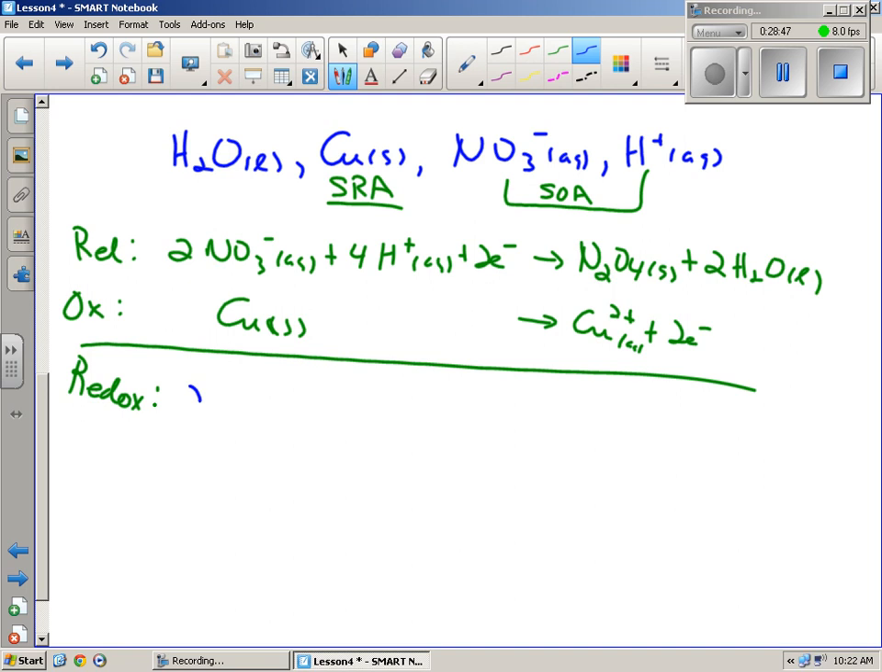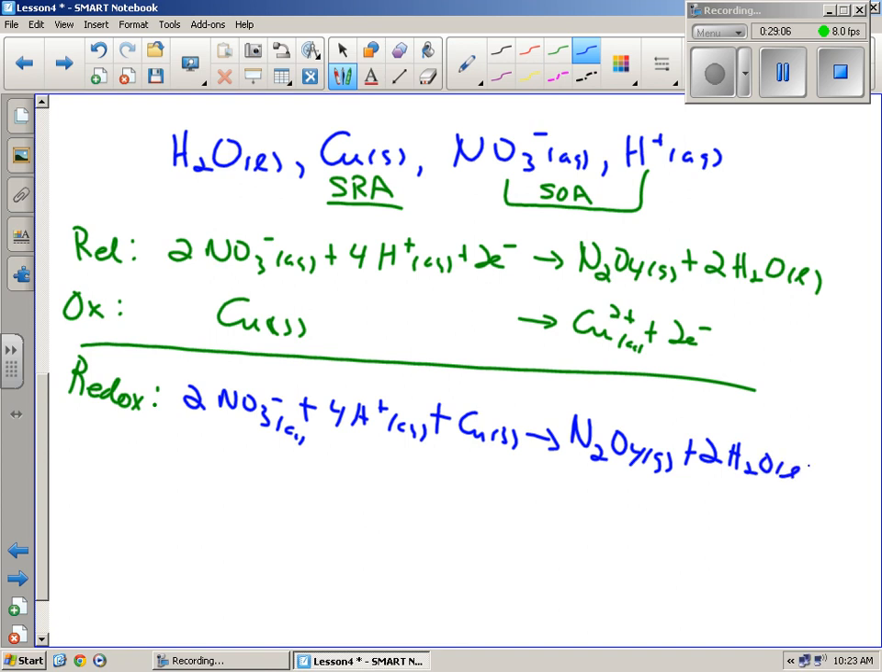2 NO3 minuses. By the way, 2 electrons, golden, right? Aqueous. 4 H pluses. Don't forget to balance the electrons, because that's what you're going to have to do today on most questions probably. N2O4 gas and 2 H2O liquids and copper 2 plus aqueous. Basically just write down what you have. Spontaneous or non-spontaneous? Spontaneous. Good? Okay.